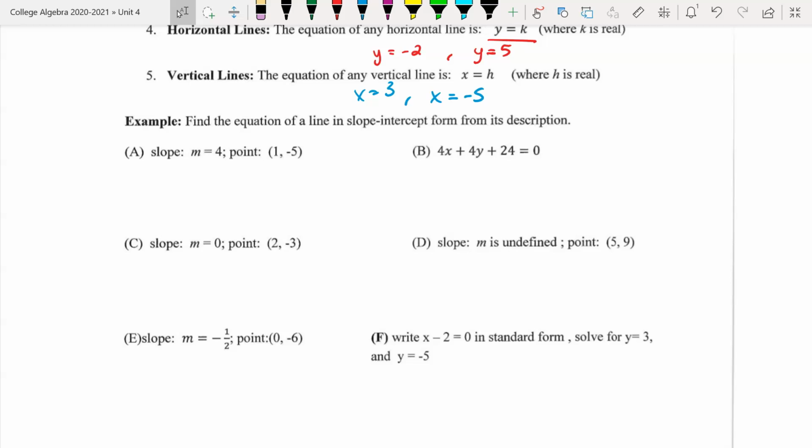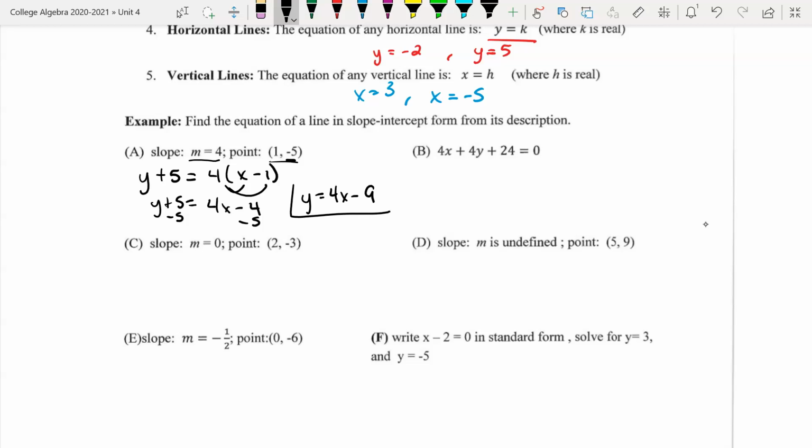Find the equation of a line in slope-intercept form from its description. So this one, they give us a slope and a point, so I'm going to use point-slope form. I'm going to say y plus 5, I use the opposite sign, equals 4 times x minus 1. I would distribute to get 4x minus 4, y plus 5, and then I'm going to subtract 5 to get y equals 4x minus 9. And that's in slope-intercept form. So I write it in point-slope form first, and then I convert to slope-intercept form.